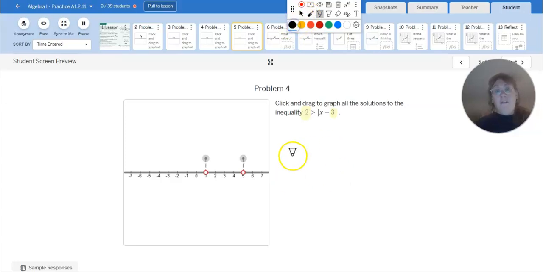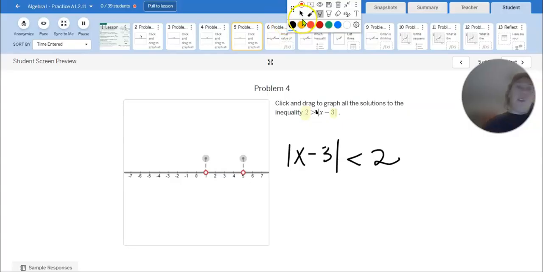We may want to flip this and write it with the absolute value of x minus 3 in the front. Notice that less than is pointing to the absolute value of x minus 3, and then 2. So you'll notice when you flip it and read it in the ways that we have been, this distance is less than 2. So it's going to be in between the 2 points.